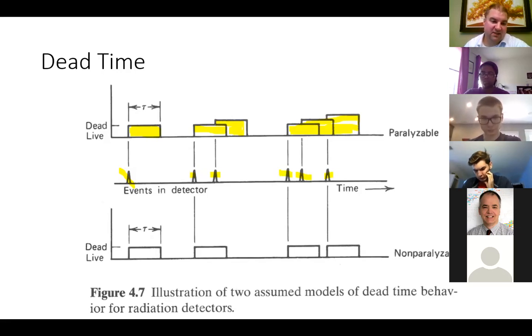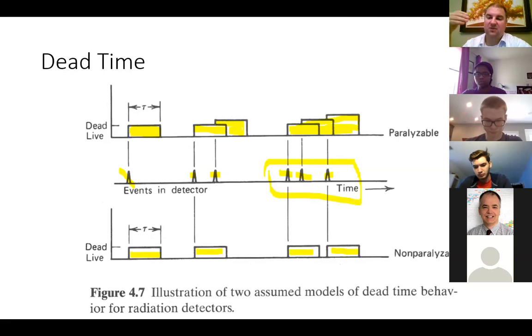Whereas a non-paralyzable detector is still dead for some period of time after a radiation event, but it does not respond to any other events while it's dead. So it has a fixed length of dead time. So these three events here in the middle that happened pretty close together in time with a paralyzable detector were only counted as one event. With a non-paralyzable detector, we count the event that occurred after the first event's dead time. So we're still able to detect a good portion of the radiation events, even though we're not detecting all of them.